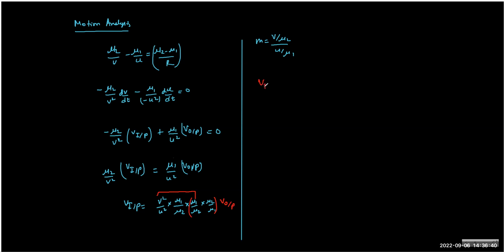So VIP equals to v by mu2 whole square and u by mu1 whole square. So it looks like m square into mu2 by mu1 into VO. Yeah, so you can write like this. So that's it. You can just do it.